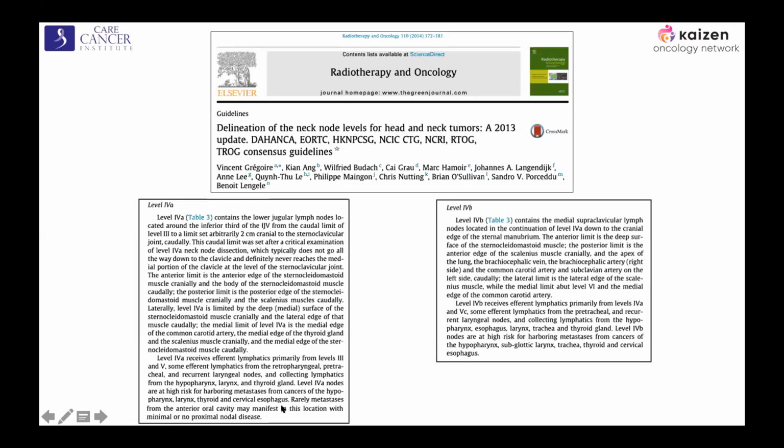So oral cavity disease, usually when it metastasizes to 4A, you already have level 2 and level 3 nodes. So it is quite unusual for an oral cavity tumor to have isolated level 4A nodes, though it can happen. Level 4B is the medial supraclavicular group of lymph nodes. It's the caudal continuation of the level 4A and extends all the way up to the manubrium sternum.